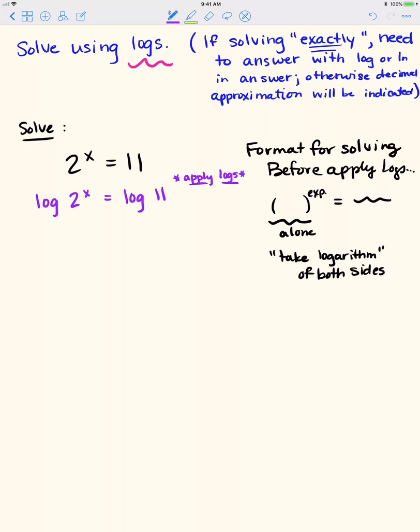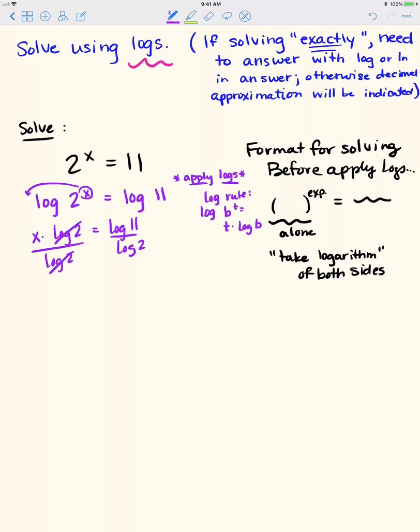If you recall before, it's the power rule that says if you have the log of something to a power, you can bring that power down front and multiply it by the log. So that's what we're going to do here. This x hops out front as a product, and we have x times the log of 2 equals the log of 11. The log of 2 is just a number, and the log of 11 is just a number. I'm trying to solve for x, so I'm just going to divide by log 2, which divides it away from the left side, and I have that x equals the log of 11 over the log of 2.